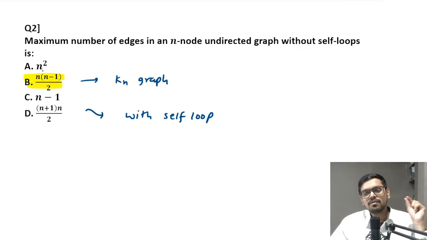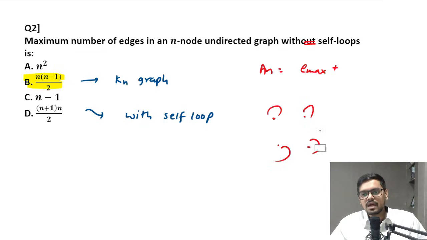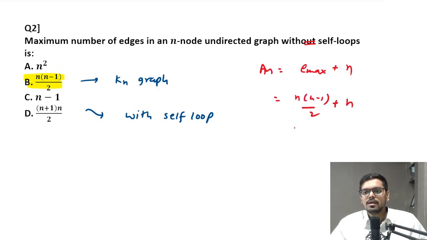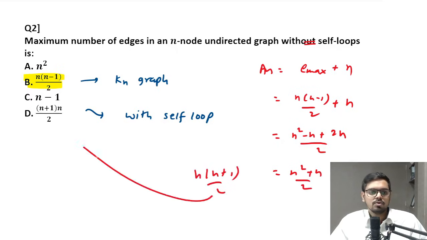Very easy. And if the question in future comes with a self loop, then we'll say that our answer is the maximum number of edges without self loop plus the maximum number of edges if you include the self loop. So every vertex will have a self loop. So n vertices will have n self loops. Now E max is n into n minus 1 by 2 plus n. So do the calculation, let me write it this way: n square minus n plus 2n by 2. So that is equal to n square plus n by 2. So that is n into n plus 1 by 2. So that is option D.